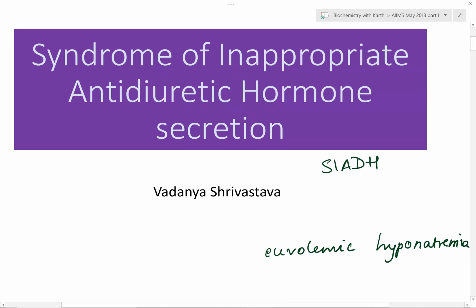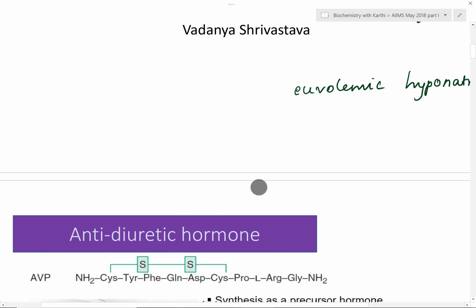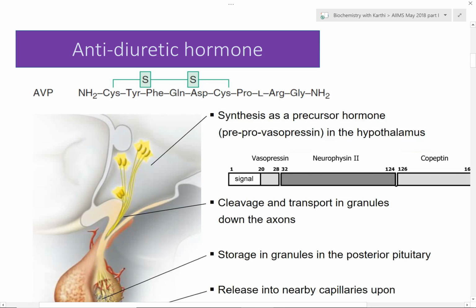So, the primary defect in SIADH is an increase in the levels of ADH in the body. So let's first start with the normal physiology of ADH, which is the antidiuretic hormone. This is a nonapeptide hormone which is also known as Arginine Vasopressin. It is a nonapeptide, which means that it is a 9 amino acid peptide with a cyclic ring formed by this disulfide linkage.